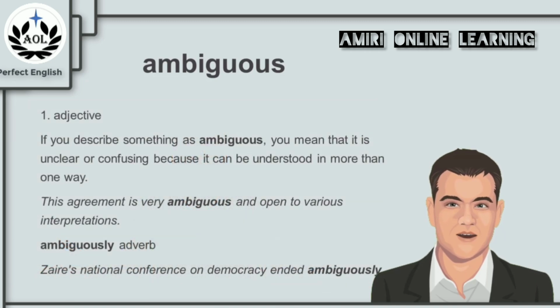If you describe something as ambiguous, you mean that it is unclear or confusing because it can be understood in more than one way. For example, this agreement is very ambiguous and open to various interpretations. So the agreement is unclear or confusing because you can understand it in different ways, and for agreements, this is a very bad thing. You need to have clear agreements.